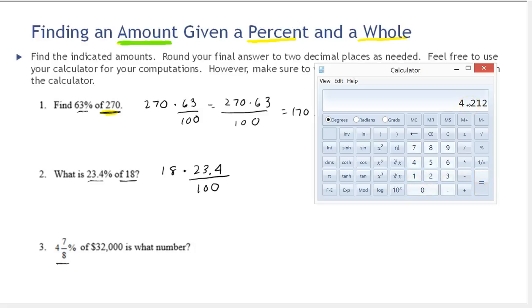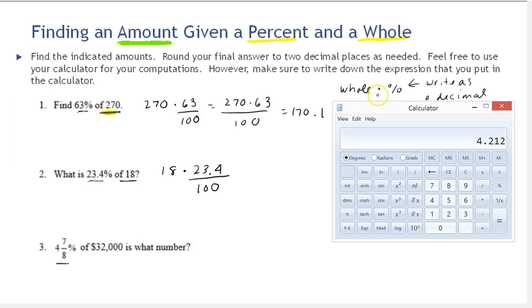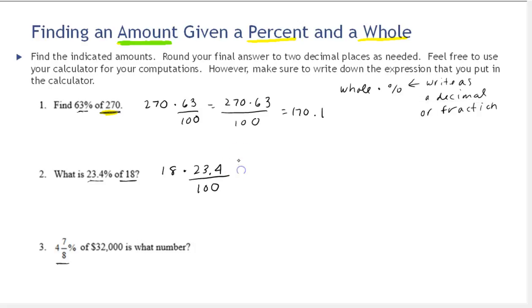Our result is 4.212. We were asked to round to 2 decimal places as needed, so that would be 4.21. And I'm going to use the approximately sign since we rounded. And I'm going to see if this one makes sense. 23.4% is about 25%, which is about a quarter. If I divided 18 by 4, I get about 4, so that seems right.